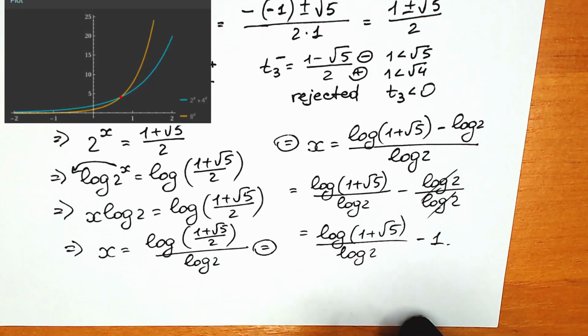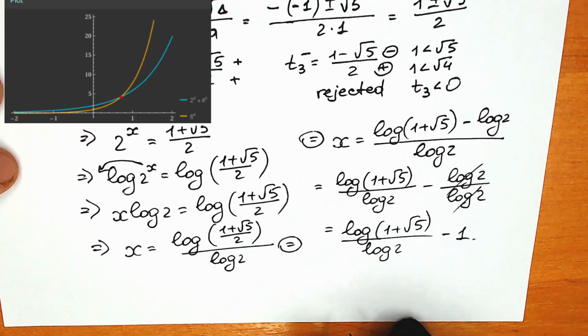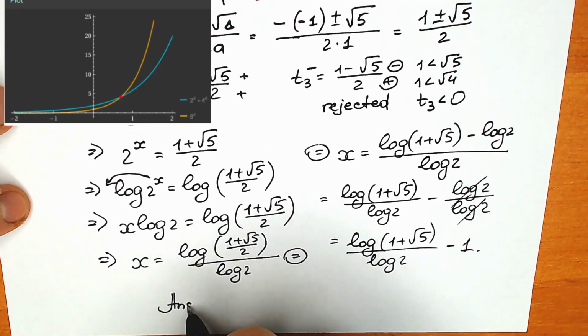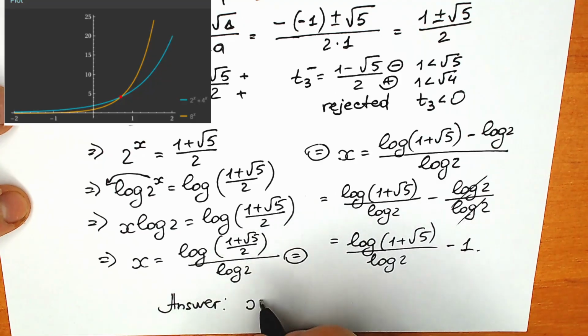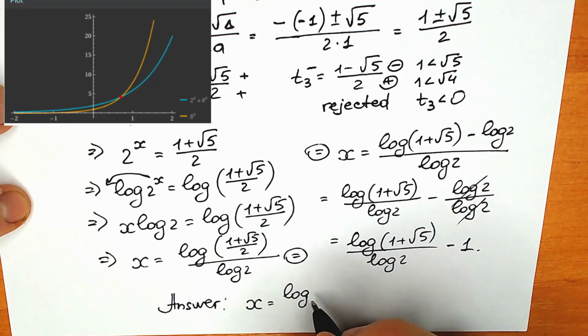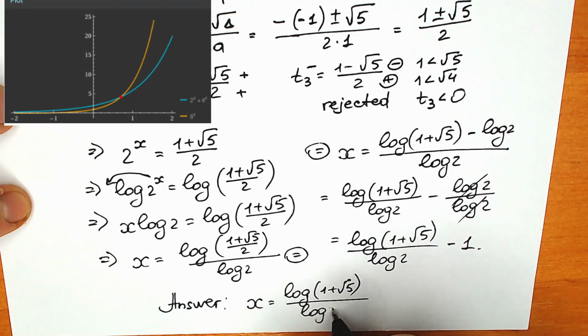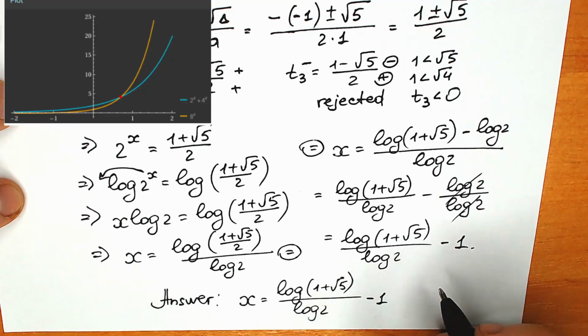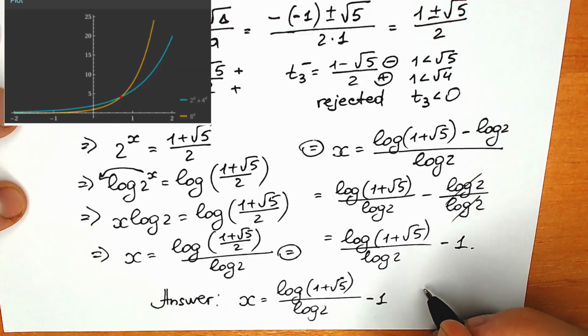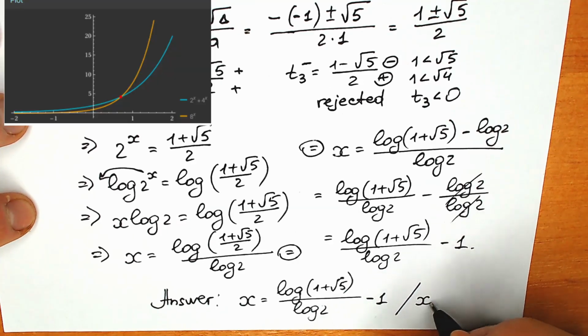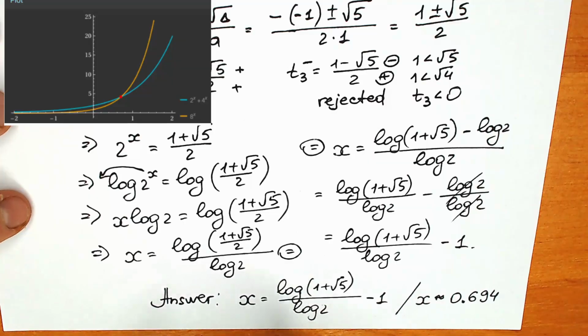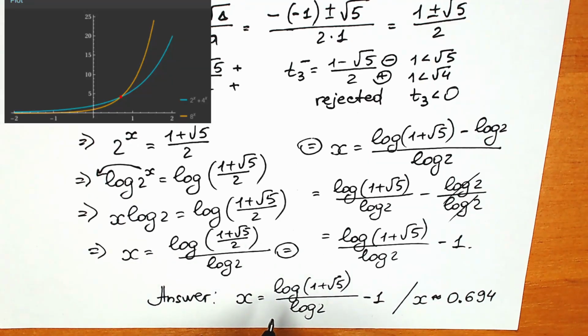So right now let's write it. If you're interested in an approximate answer, I'm going to write it on the bottom. So we have our answer to this question: x is equal to log of 1 plus square root of 5 over log 2, and we have minus 1. If you're interested in an approximate answer, I plug this expression into my calculator, and I get that x is approximately equal to 0.694. This is our approximate answer. You can easily check it by plugging this answer into your calculator.